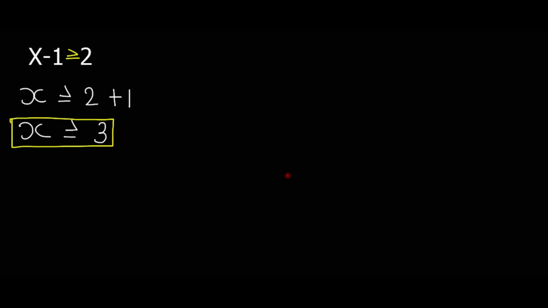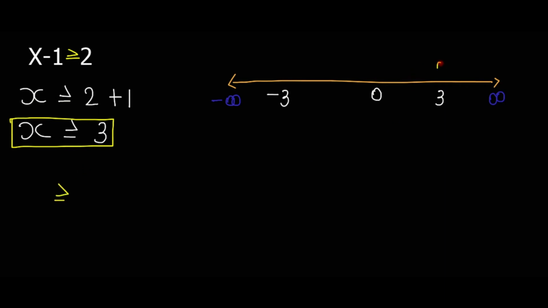And then now we write our answer on a number line. Our solution here is x is greater than or equal to 3. Because of this inequality, we use a closed circle. And then because it's greater, our arrow will point to the right toward positive infinity. So this is our answer on a number line.